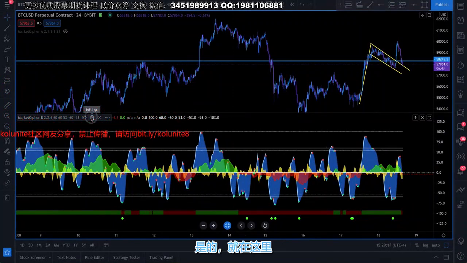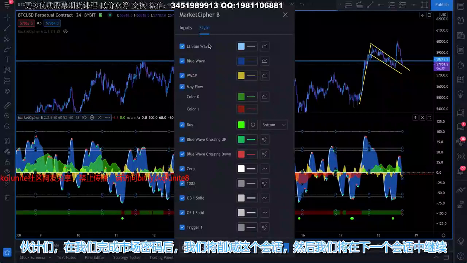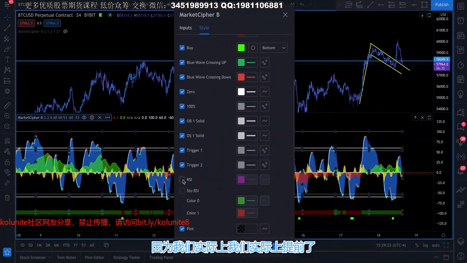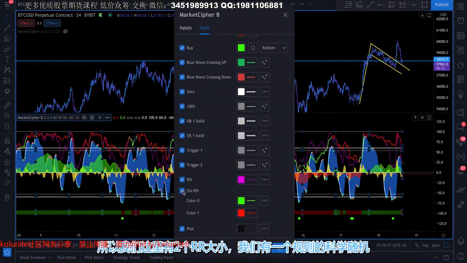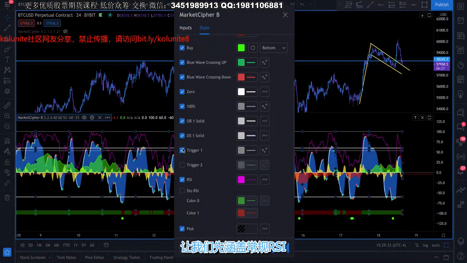Yeah, right here. And guys, after we finish Market Cipher B, we're going to cut this session, and then we will pick up in the next session because we're actually ahead of schedule a little bit. So we have two RSIs here. We have a regular RSI and a stochastic RSI. Let's just cover the regular RSI first.